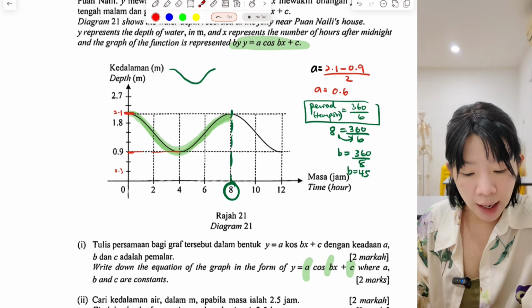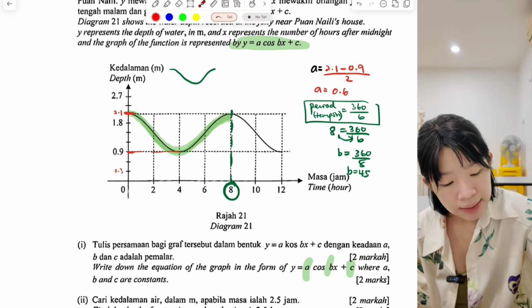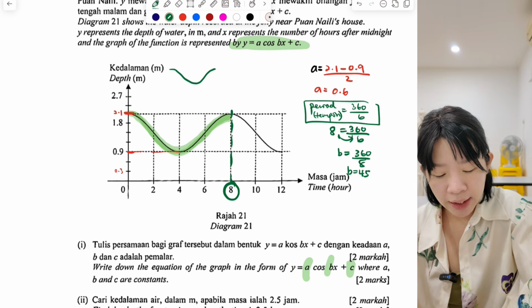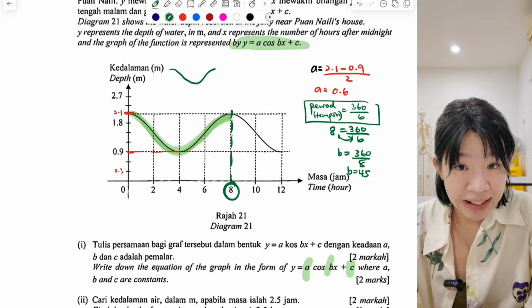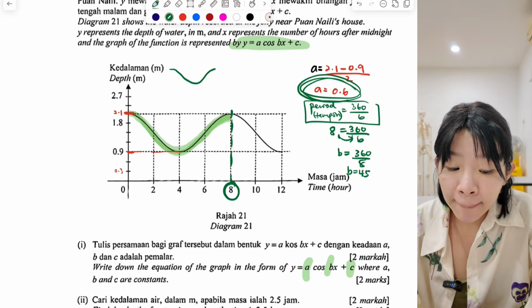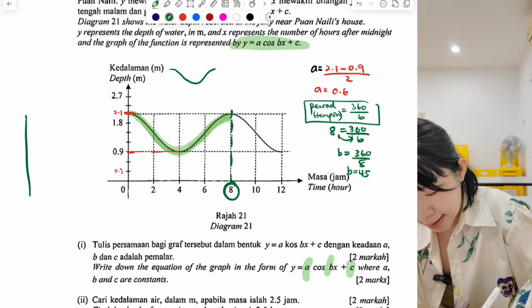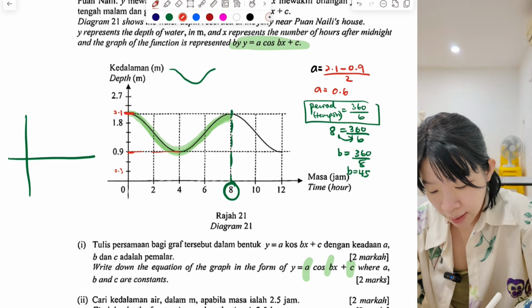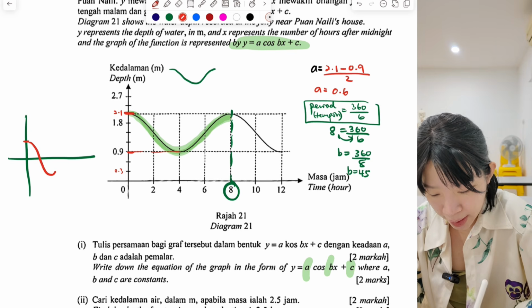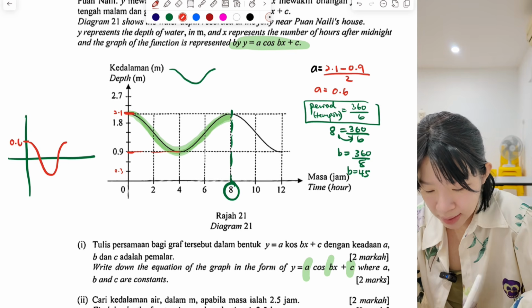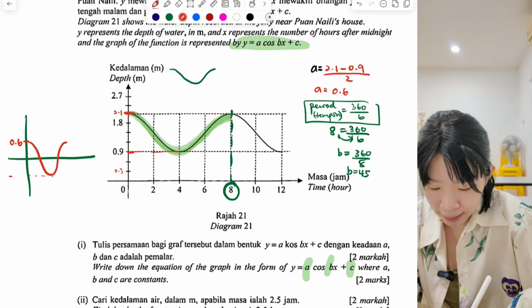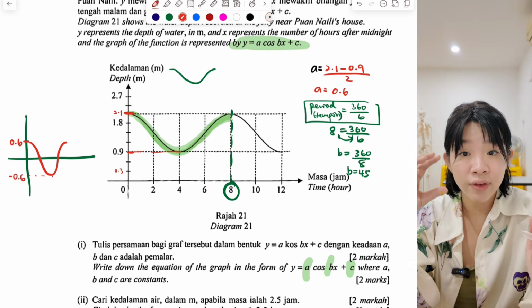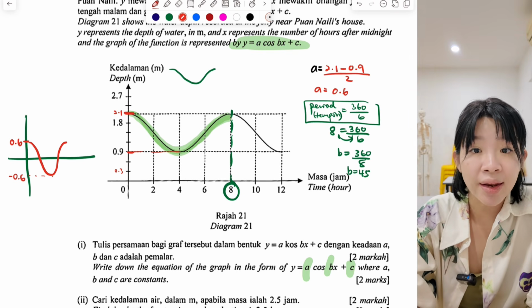So b is done. Then how about c? c tells us whether the graph moves up or moves down. In a cos graph, c is related to the amplitude. The amplitude is 0.6, correct? Originally, if the amplitude is 0.6, the cos graph should look like this. It will start at 0.6 and the minimum will be negative 0.6. So it should start at 0.6, but now it starts at how much?